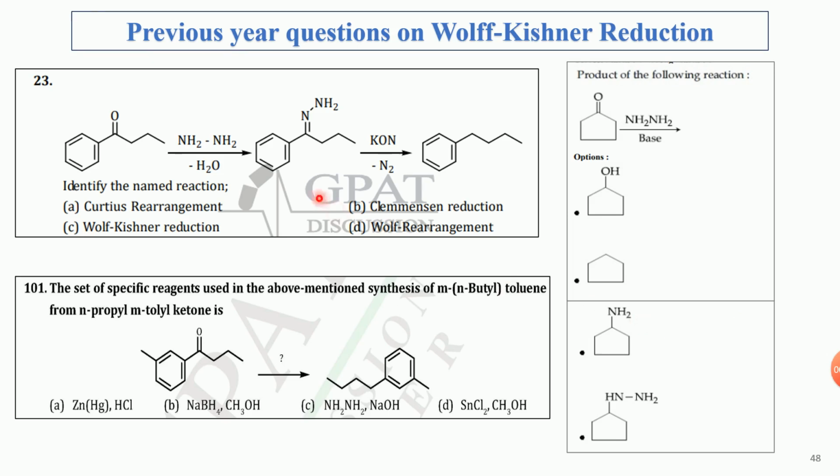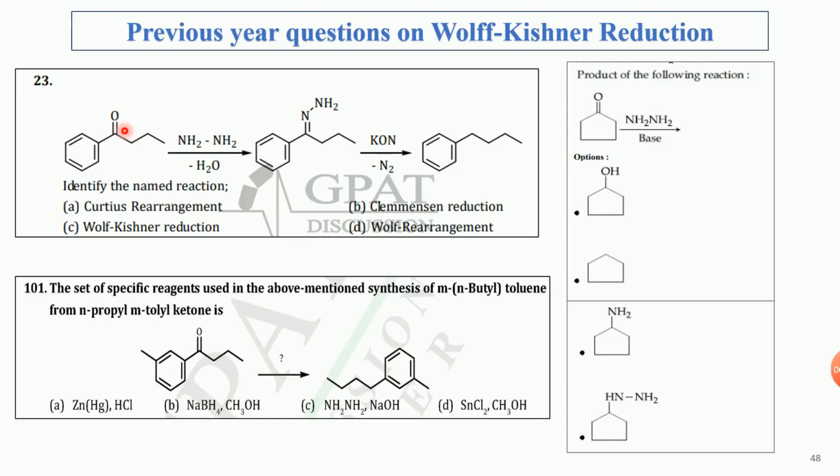This is the previous year question on Wolff-Kishner reduction. Here the whole reaction is given and the name of the reaction is asked. This is the ketone, which reacts with hydrazine forming the intermediate hydrazone, and on treatment with strong base KOH is converted into the alkane or hydrocarbon.